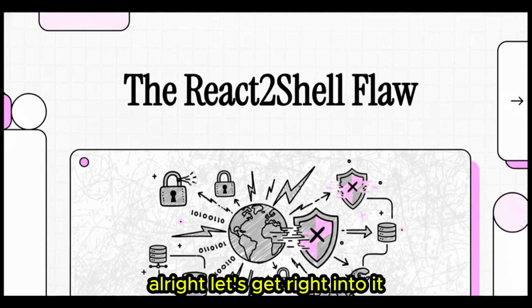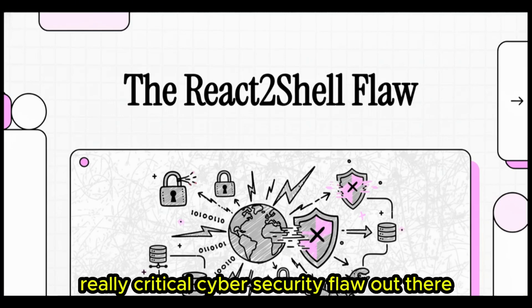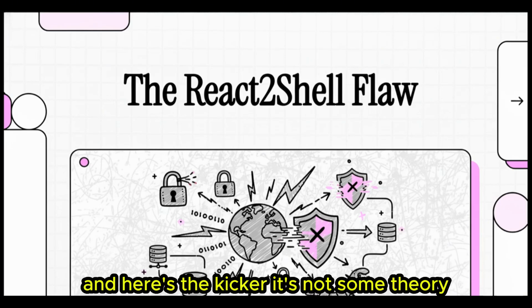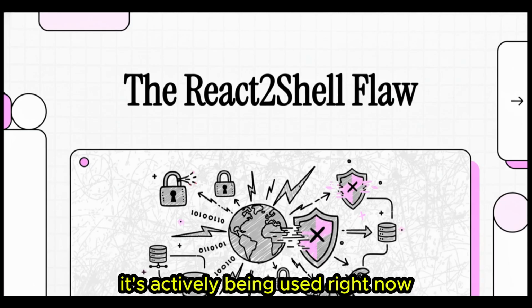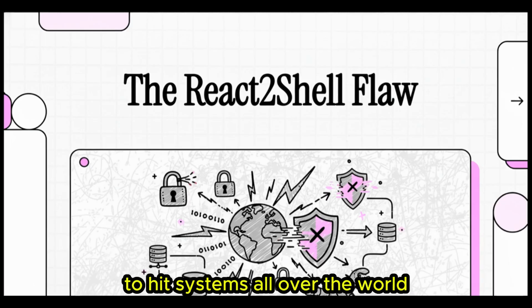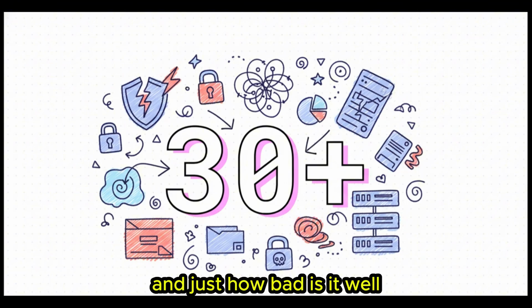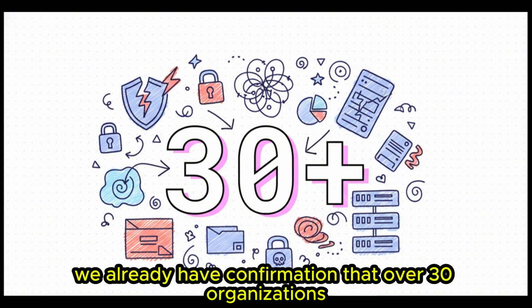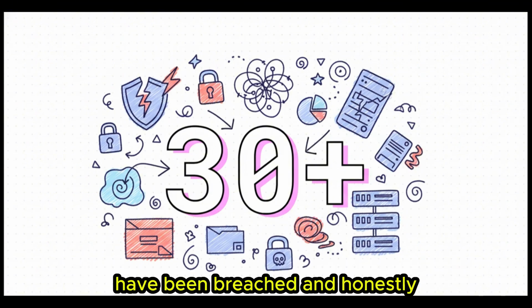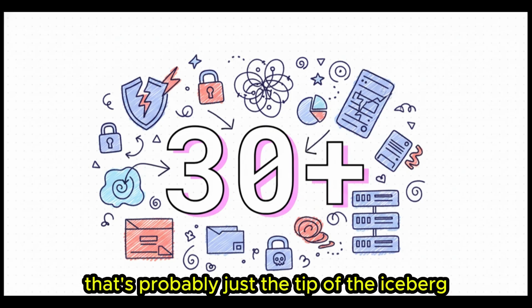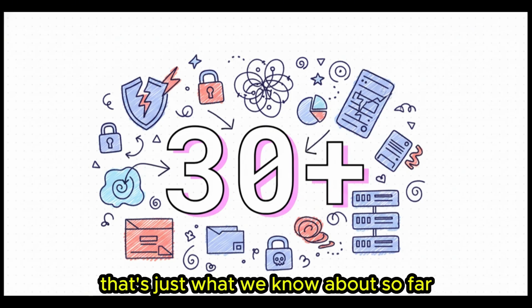All right, let's get right into it. There's a brand new, really critical cybersecurity flaw out there, and here's the kicker. It's not some theory. It's actively being used right now to hit systems all over the world. And just how bad is it? Well, we already have confirmation that over 30 organizations have been breached. And honestly, that's probably just the tip of the iceberg. That's just what we know about so far.